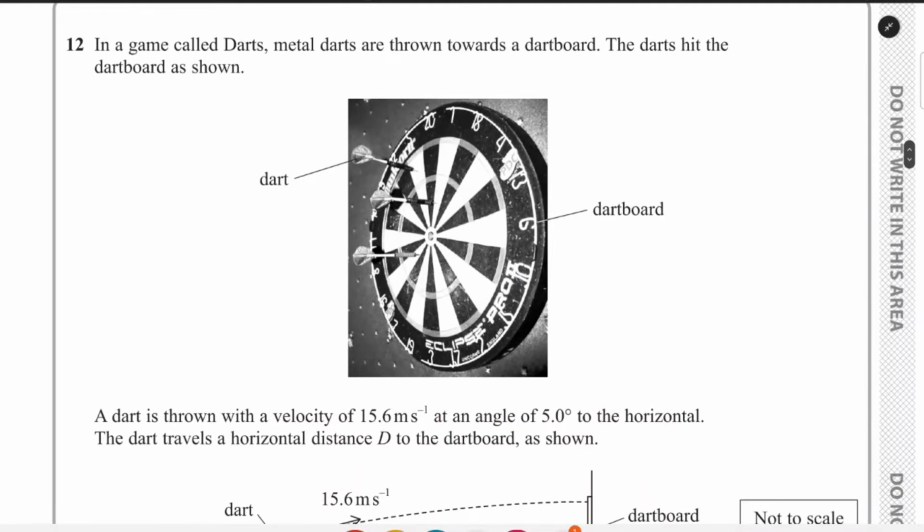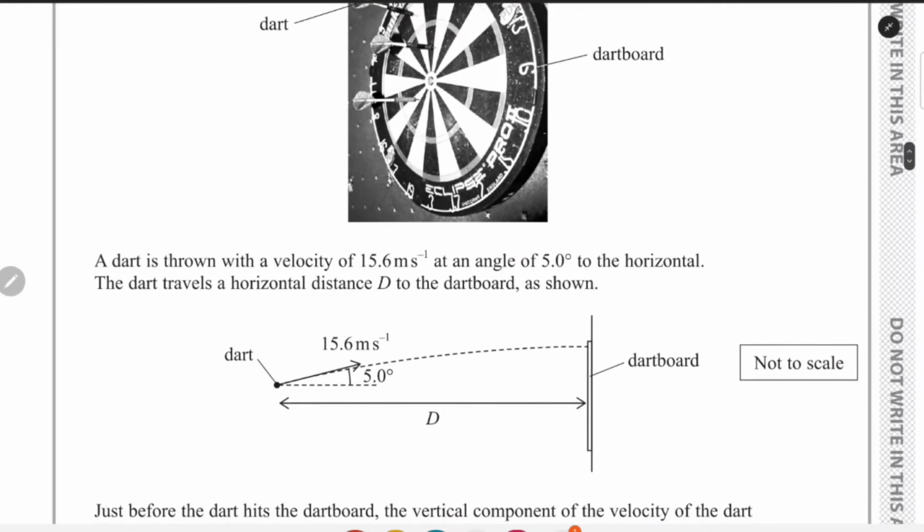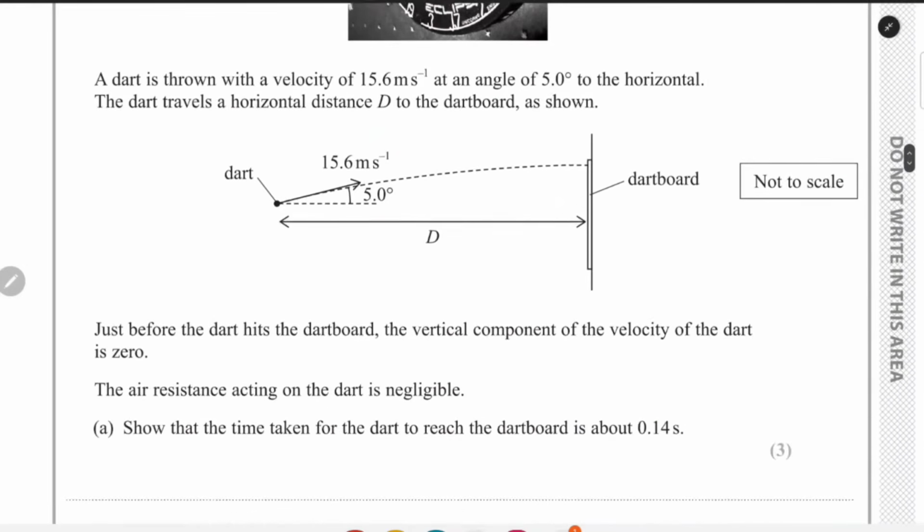Now to question D. We are asked a question about darts. We have a description of the game of darts over here, and we're given this detail. So it's a question about projectile motion. We're given that it has a velocity of 15.6 meters per second at an angle of 5 degrees to the horizontal.